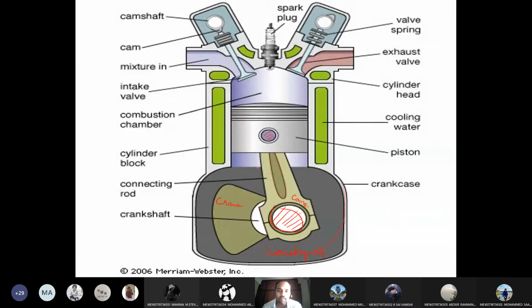The connecting rod always oscillates inside the engine cylinder. You can see this is the cylinder block. Inside the cylinder block we have the cylinder liner. Why are we using a cylinder liner? To create a friction-free surface, to reduce the friction.